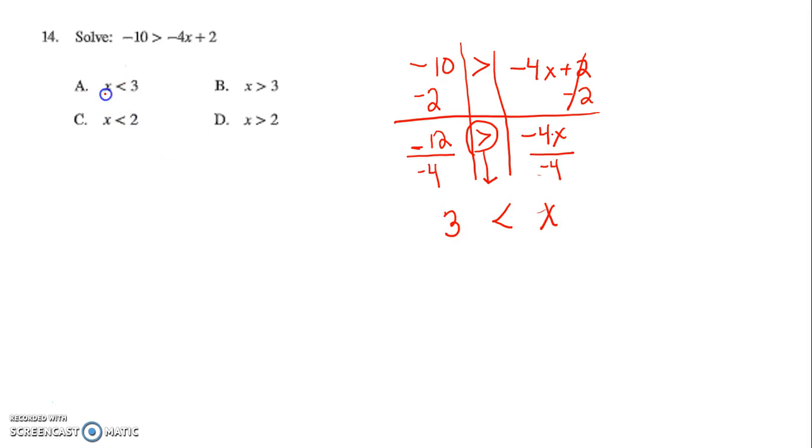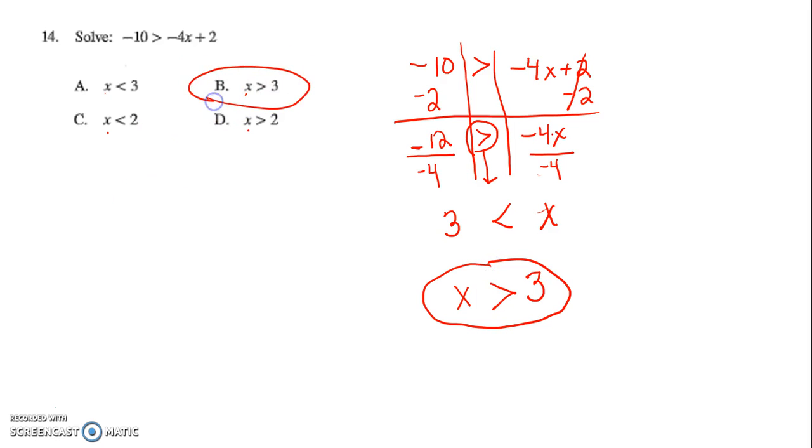But all of these solutions have the x written first. So we need to rewrite this with the x written first. So we have to think to ourselves, what is the inequality symbol open towards? Oh, it's open towards the x. What is the inequality symbol stabbing? Oh, it's stabbing the 3. It's still stabbing the 3. So we have x is greater than 3 as our solution for this. I hope that helps on that problem.